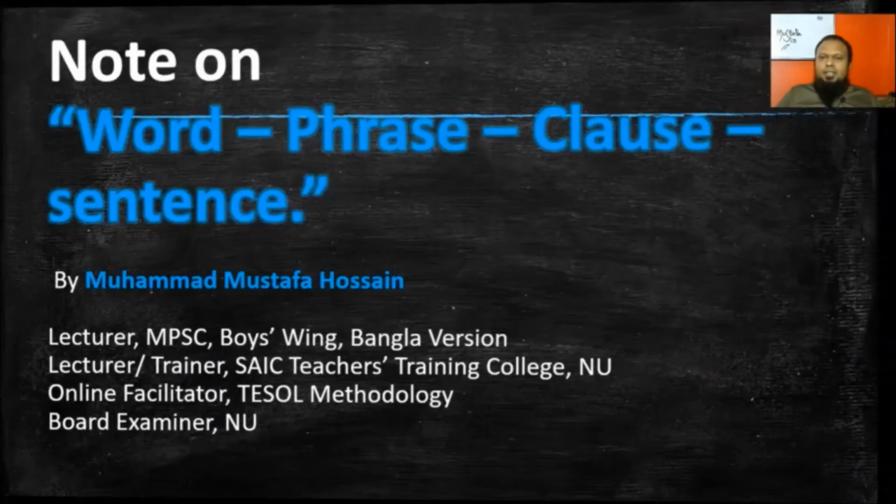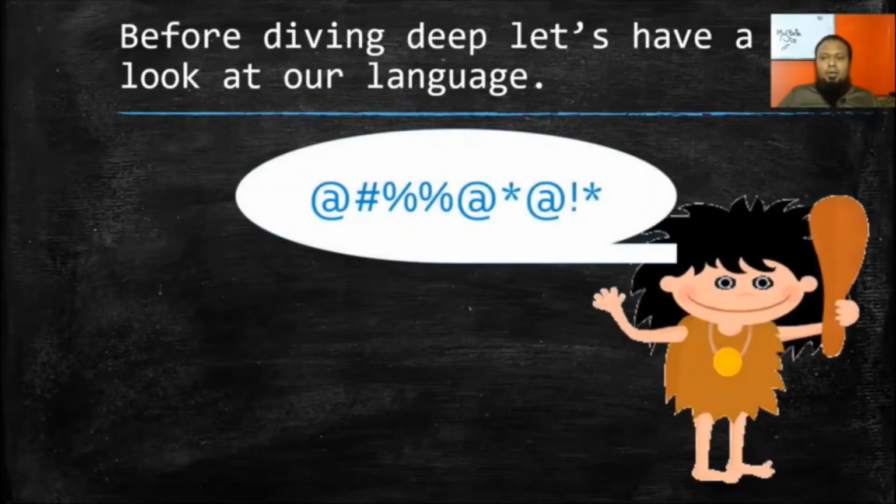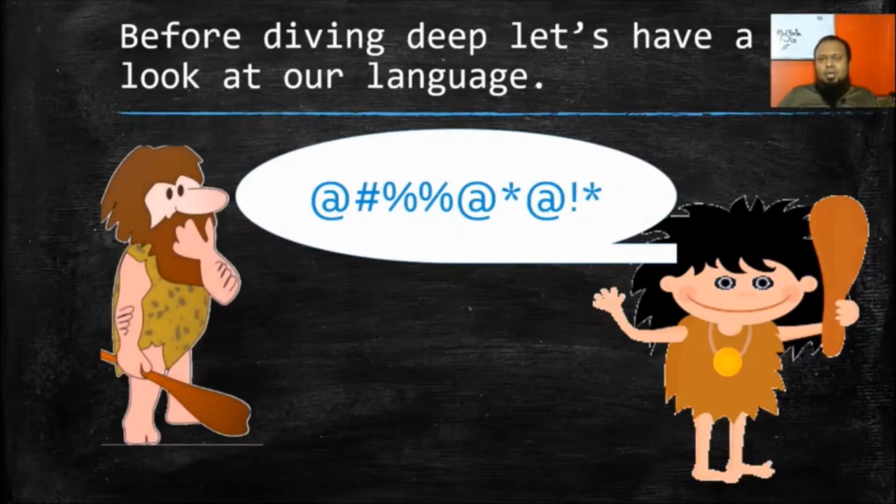Okay. So before diving deep, let's have a look at our language sector in short. An old one, a native person, right? On that time, they talked in some kind of way, and it's not something easy. The language on that time was actually kind of confusing. It's not clear, and most of all, it was painful.